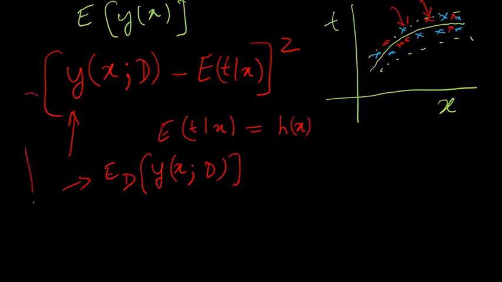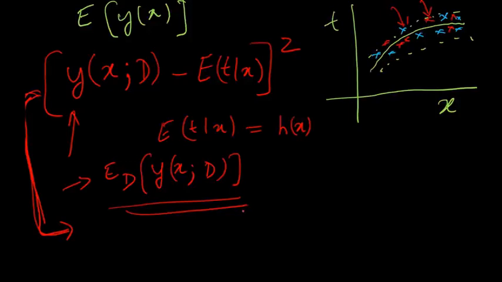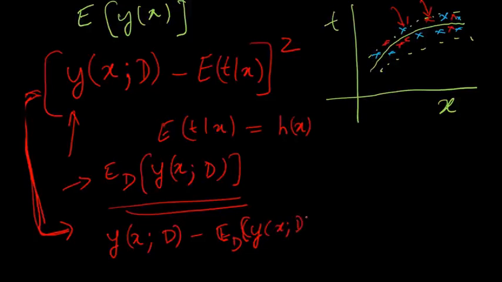So because of that, we can add and subtract this term in the middle, and what we will get is y of x and d, minus the expected value given the data of y as a function of x and the data. This will be squared, and then we will have another term, which will be this expected value given d of y as a function of x and d.